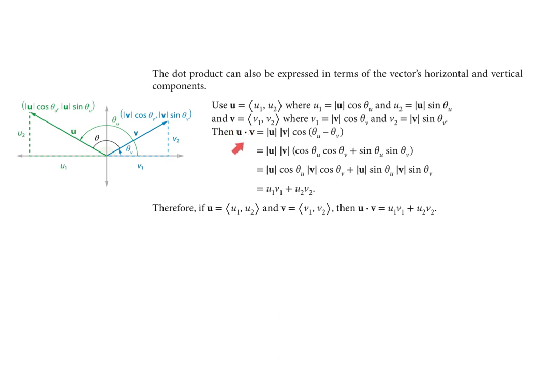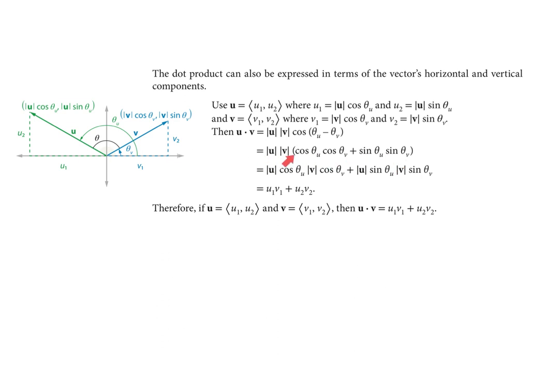So if I have the dot product here, what I'm talking about is the magnitude of U times the magnitude of V times the cosine of the difference between the two angles. That's what we're looking for. Well, we're going to actually use the sum and difference formula. So let's pull back from chapter 5. Remember, cosine of A minus B is cosine A cosine B plus sine A sine B. That is one that we used a lot.